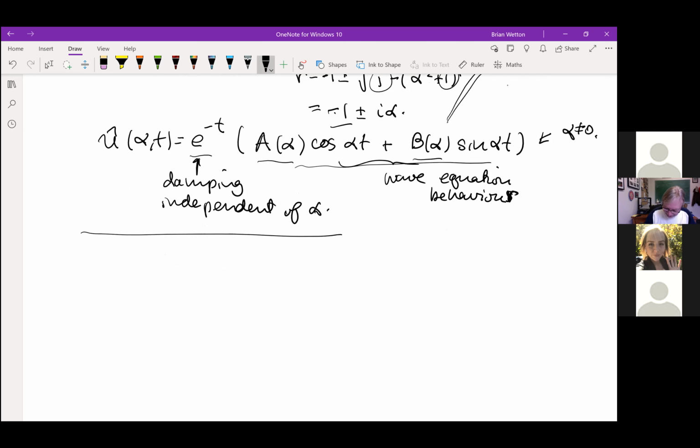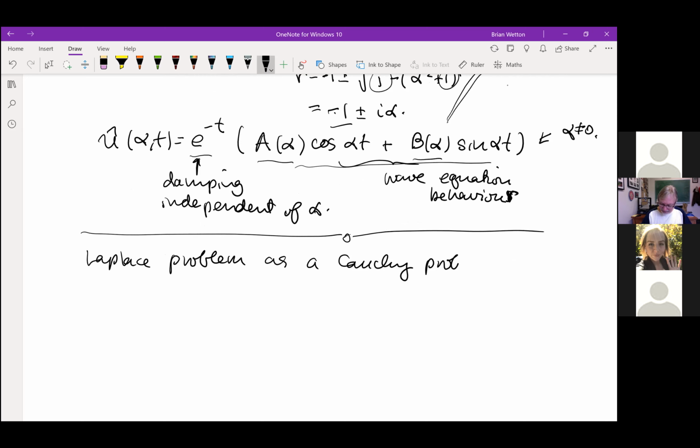Okay, so that's the end of our Fourier transforms identifying the behavior in all constant coefficient linear Cauchy problems. Let's go back to the Laplace problem. Okay, so we saw that the Laplace problem as a Cauchy problem was ill-posed. And you know, how much intuition do you have? But at least I've told you the Laplace problem only makes sense as a boundary value problem.